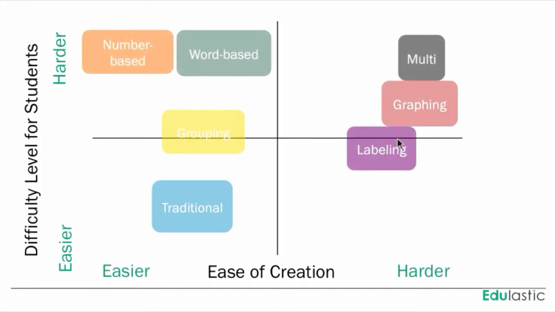So luckily, here's a graph that plots the ease of creating a question on the bottom with the difficulty level for the students. Up here in the top of this matrix are the ones that are more challenging for students, and there's a lot of those that are also easy to create. Certainly the traditional type, as I mentioned, is the easiest to create, but also the easiest for the student to do. And there's a lot that are easy for you to create that are a little bit more challenging, a little bit more rigorous for the student.